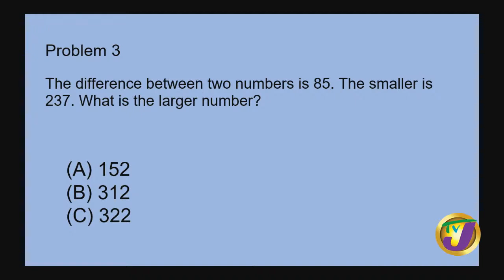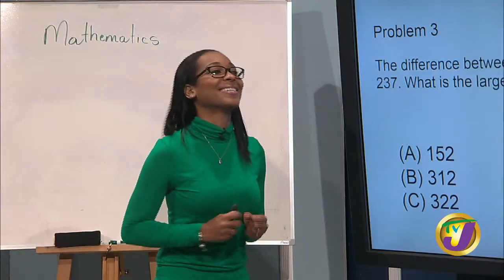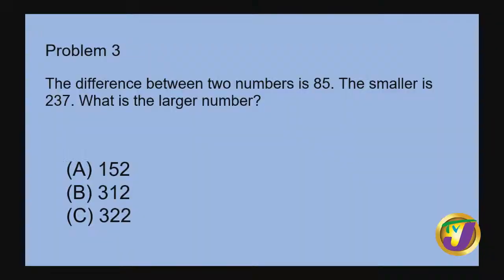All right, so when you're talking about difference in math, and we're looking at the operation, we're looking at subtraction. So difference in math, we're talking about subtraction. That's the operation. So the smaller number here is 237.